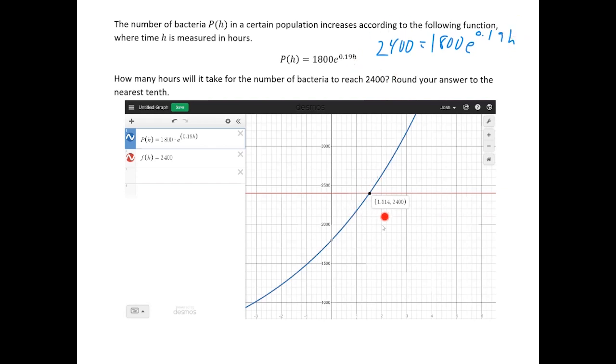And that's given to us right here, where the ordered pairs are an h value and a P of h value. So the answer that I'm looking for, rounding to the nearest tenth, is h is equal to 1.5. And so that is the answer. In other words, that's how many hours it will take these bacteria to grow to a population of 2,400.